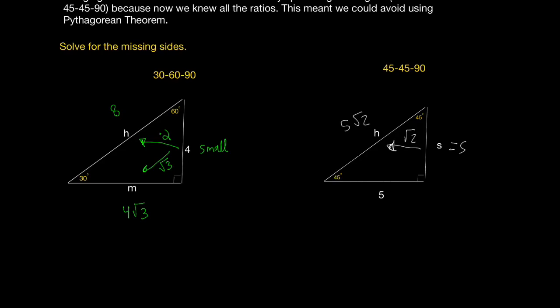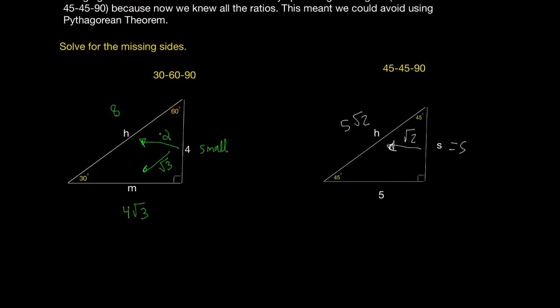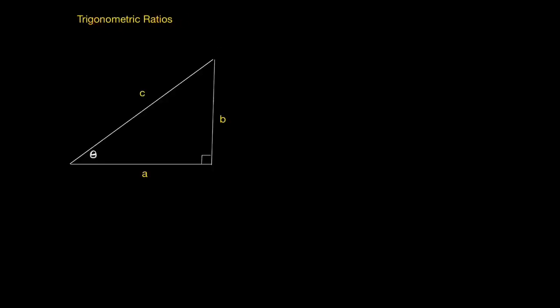Today we want to do better. We want to improve this idea. Now we want all the ratios, not just special cases. We don't want to be able to just solve 30, 60, 90s and 45, 45, 90s. We want to solve all of them. And that's what we're leaning towards when we talk about trigonometric ratios.